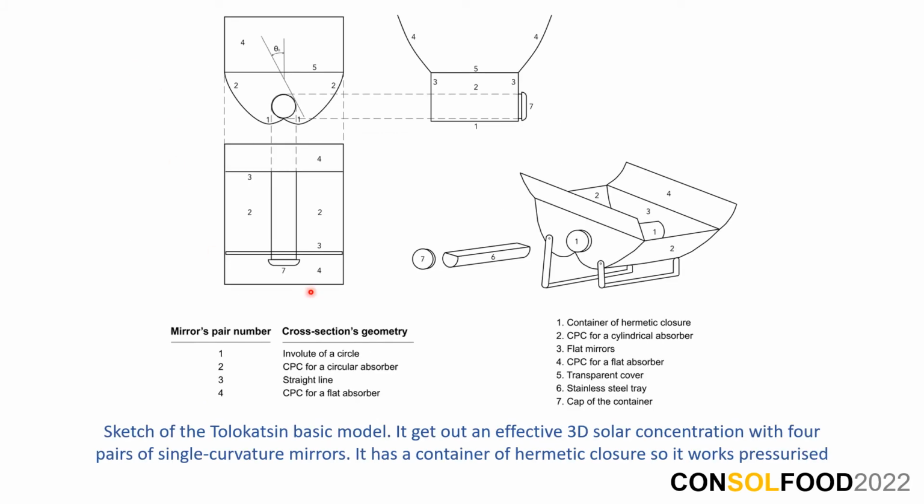Here we have a sketch of the Tolokatsin basic model. The highlight point here is that they get an effective 3D solar concentration using only single curvature mirrors. This makes it very easy to manufacture from reflective anodized aluminum sheets for solar applications. Note the container of hermetic closure. The solar cooker works pressurized.